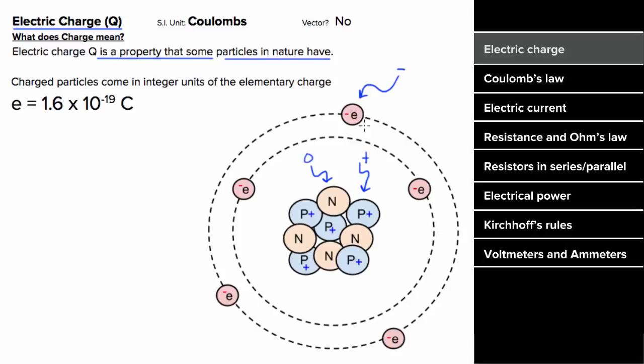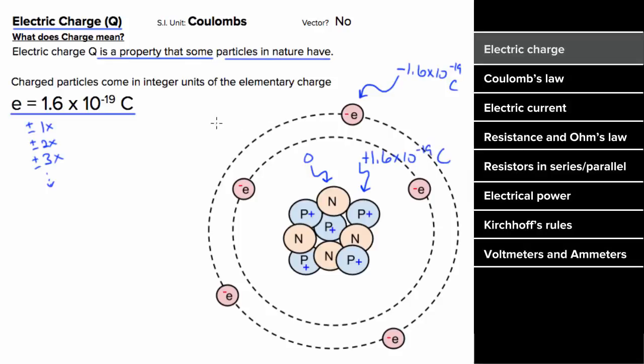It turns out that all fundamentally charged particles in the universe have charges that come in integer units of the elementary charge. So if you find a particle in nature, it's going to have a charge of 1 times this number, 2 times this number, 3 times this number, and it could be positive or negative. For instance, the electron has a charge of negative 1.6 times 10 to the negative 19th coulombs, and the charge of the proton is positive 1.6 times 10 to the negative 19th coulombs.